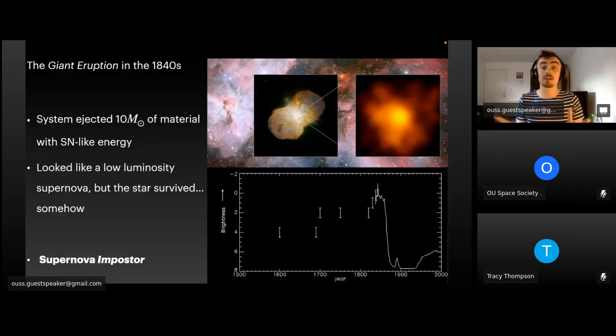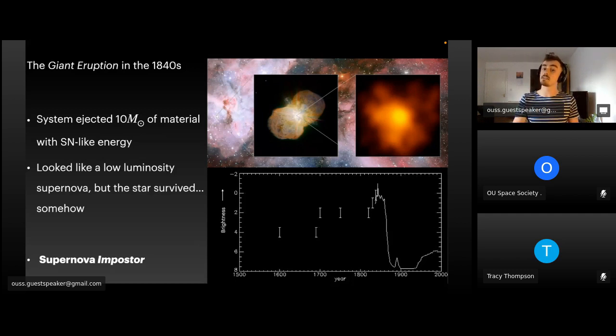So what happened to the system? We know that in the 1840s, this object, which we now know is a binary system, a modern day binary system, underwent some type of explosion, which has been dubbed the giant eruption of the 1840s. Using Hubble, we can actually peek through all this material that the star somehow ejected out about 200 years ago, and we can see that there's a star surviving in the middle.